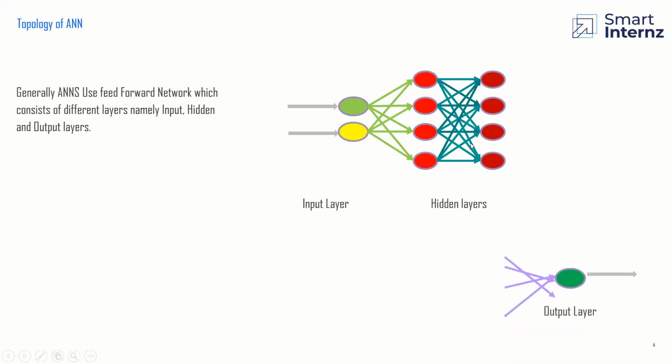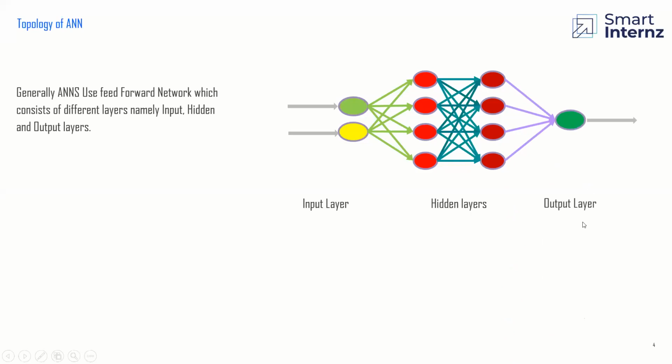So the final layer is the output layer. The output layer is nothing but this: the input goes through a series of transformations via the hidden layers, which finally results in the output that is delivered by this particular layer. And this layer is known as the output layer.